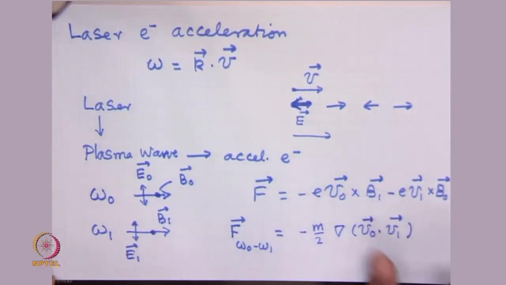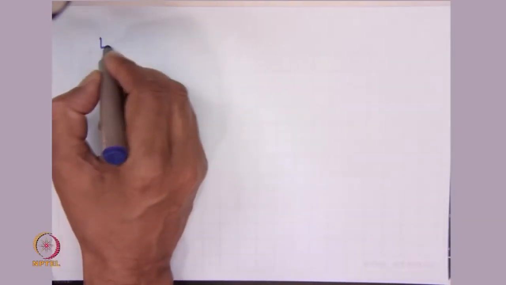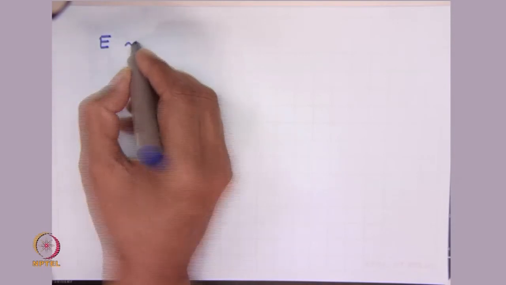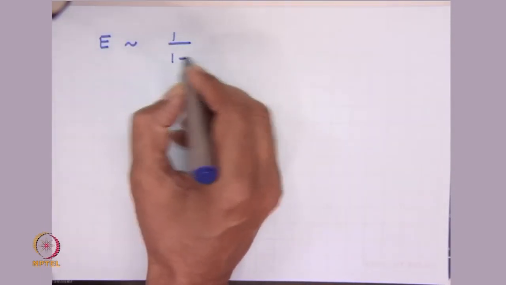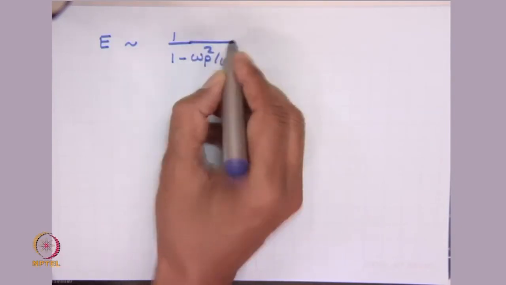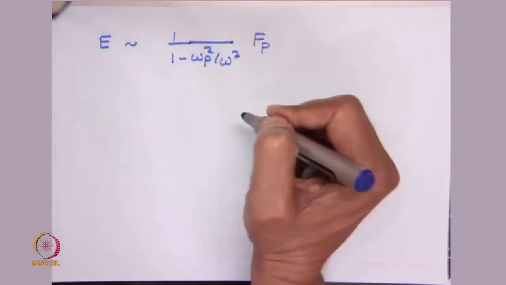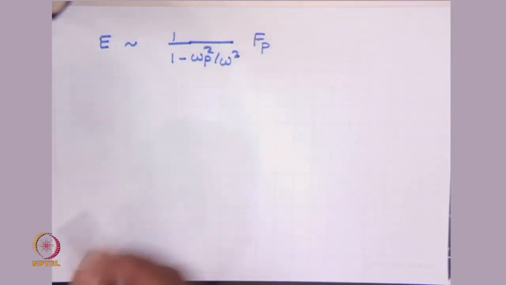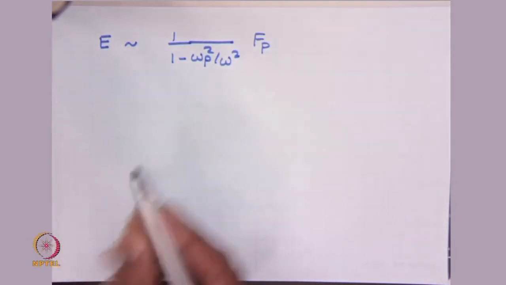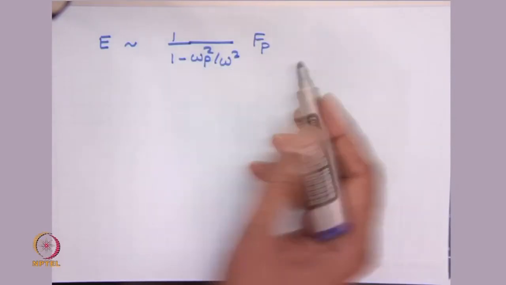And if you calculate the electric field of the plasma wave generated in this process, E of the plasma wave goes as 1 upon 1 minus omega p square by omega square. Obviously, it depends on Fp. This is the kind of electric field that is produced by this longitudinal force, and this can be resonantly enhanced by this quantity whenever omega is close to omega p.